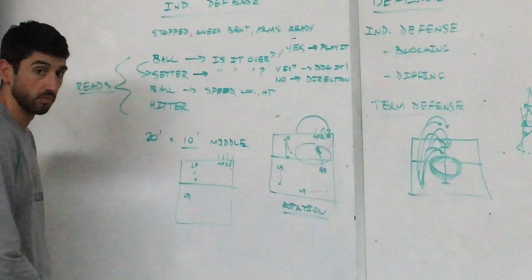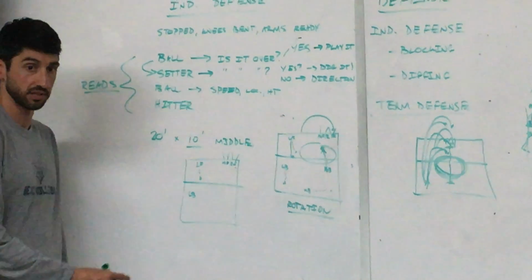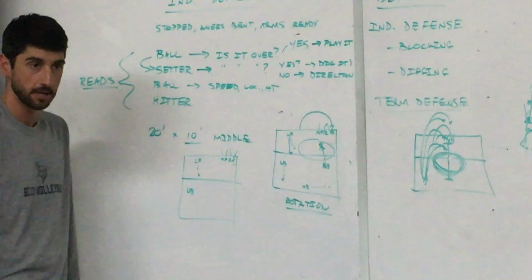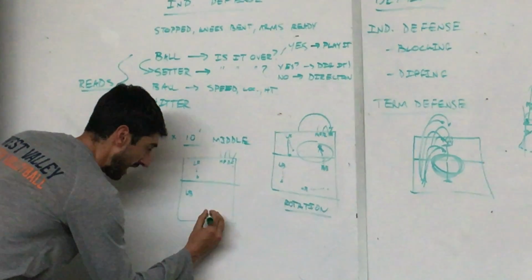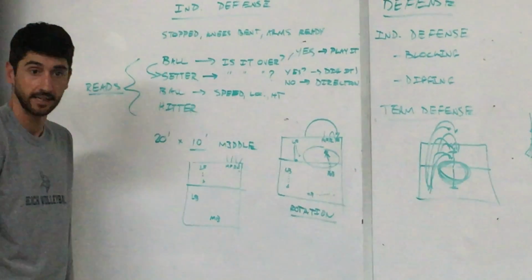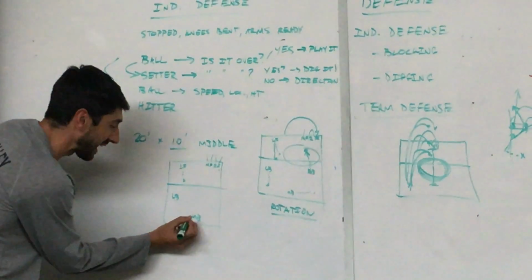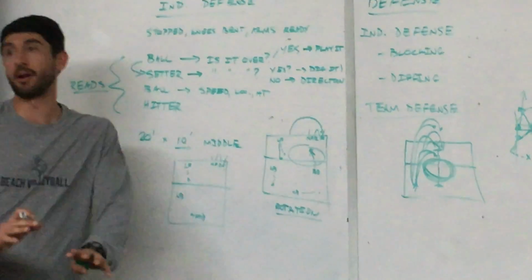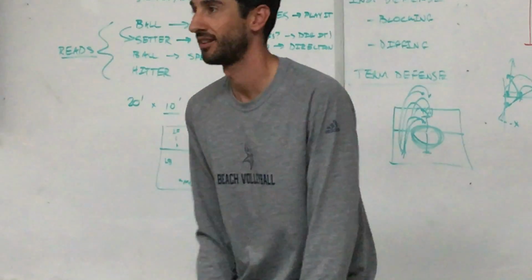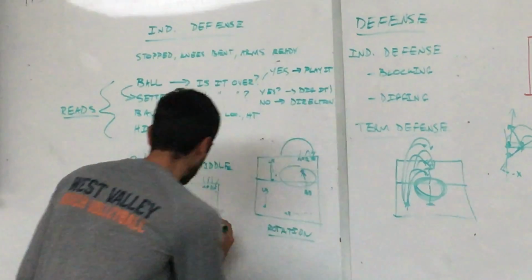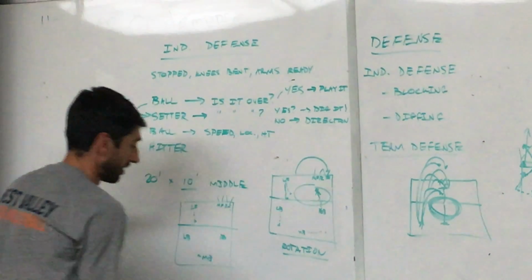what did you see them do on defense? Did they move anywhere? Nope. Middle back, do they move anywhere? To the left. Maybe like this. Maybe they're probably like this. Right? Yeah. Right back, what did right back do? To the right. Face it.